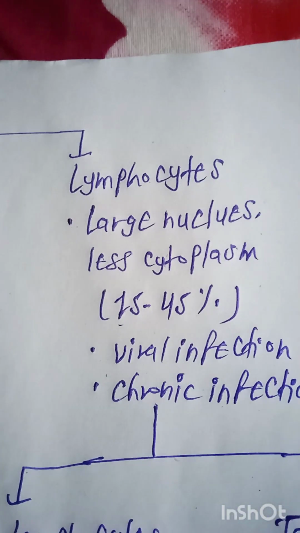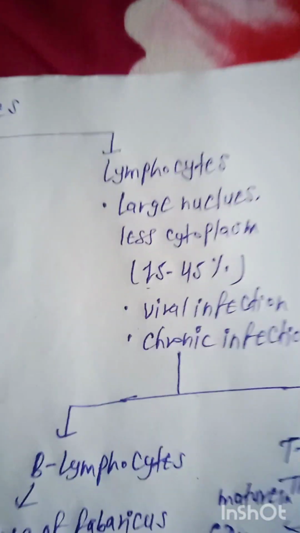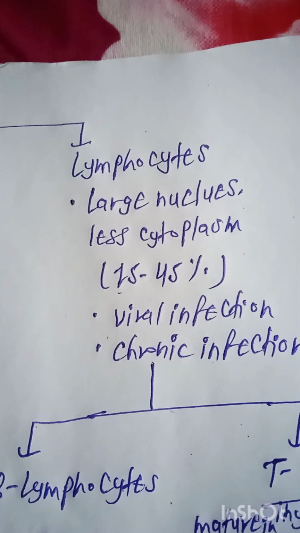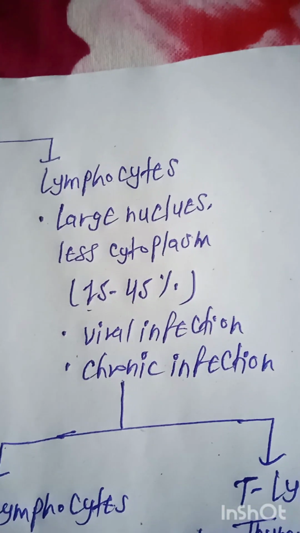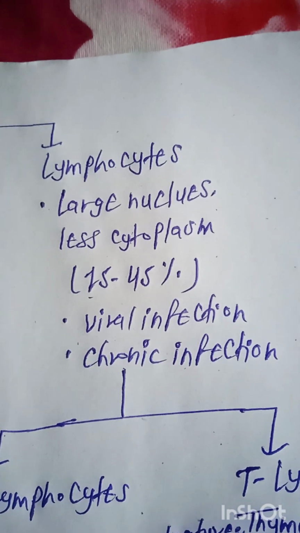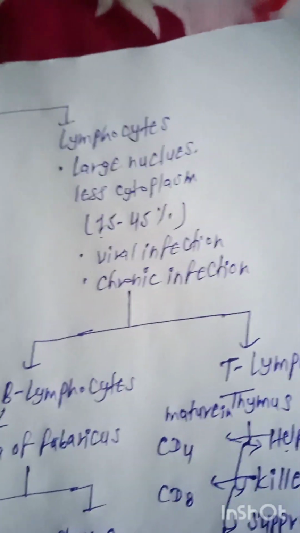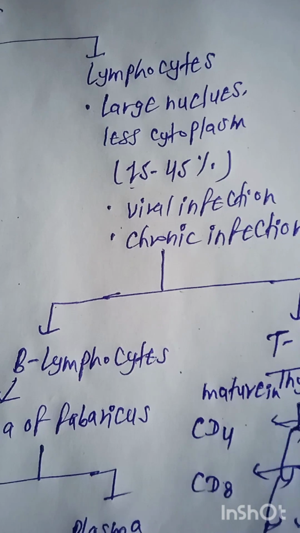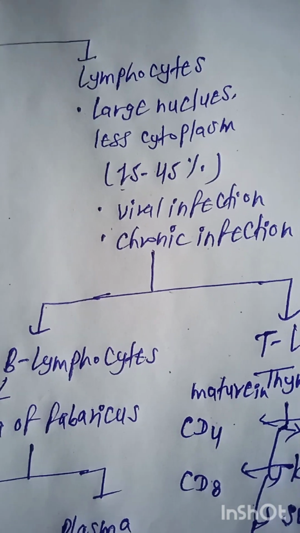Then the lymphocyte can be further classified into two types on the basis of size: large lymphocyte and small lymphocyte. The large lymphocyte has a large nucleus and less cytoplasm. It is about 15 to 45% in the bloodstream. It can be increased in viral infection and chronic infection.